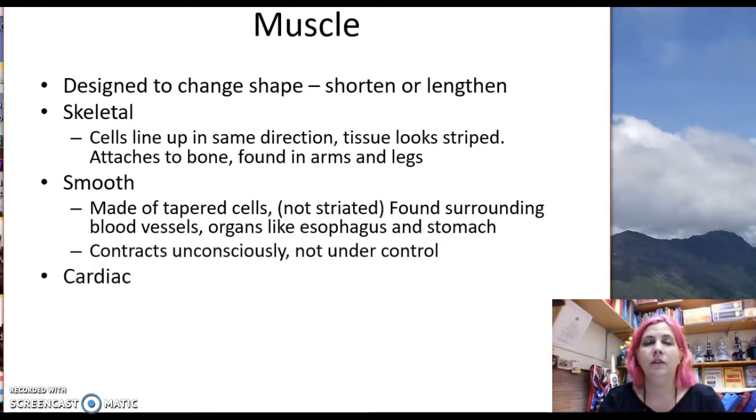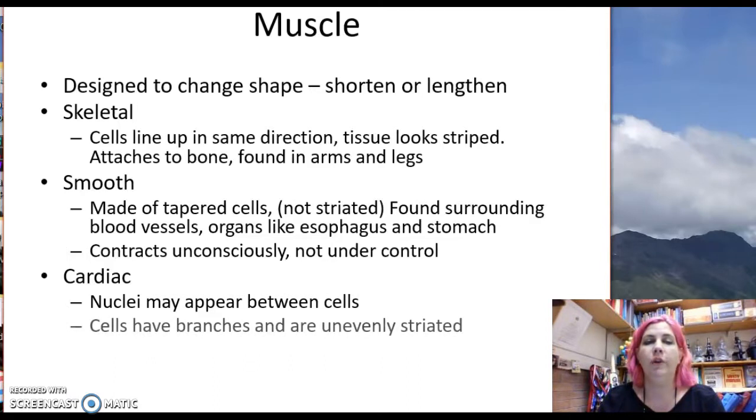The third type of muscle is cardiac muscle. Cardiac muscle, it may have nuclei that appear between the cells. The cells have branches and they're unevenly striated. So they look somewhat similar to skeletal muscle, but they don't have striation or stripes that are very regular.